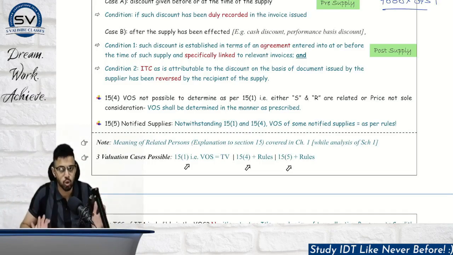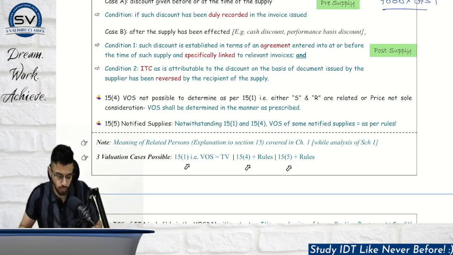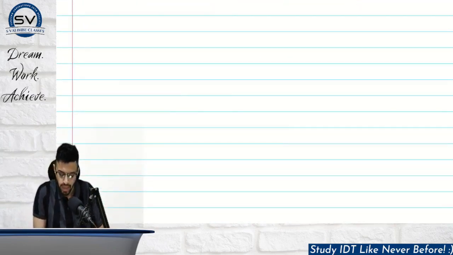And condition number two, the ITC with respect to the discount portion has to be reduced by the recipient. Sir, we didn't get this point. Let's see from a short example. Let's say I am a supplier and this is my dealer. Dealer means he's kind of my agent who helps me sell my product.